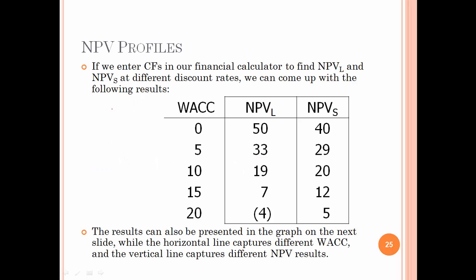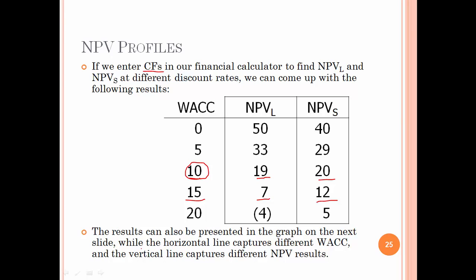Now let's talk about NPV profiles. If we enter the cash flows into our calculator to find NPV for project L and NPV for project S at different discount rates, we can come up with the following results. For example, when WACC is 10%, then for project L, the NPV is about 19, and for project S, the NPV is about 20. If WACC is 15%, or say if we use 15% as a discount rate, then NPV for L is about 7, and NPV for S is about 12.